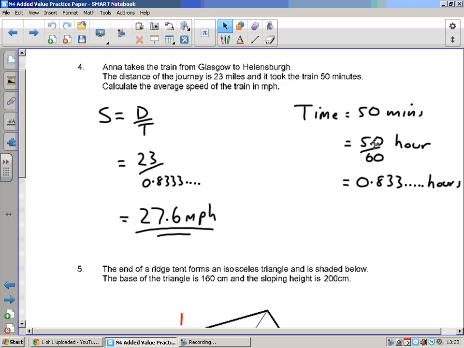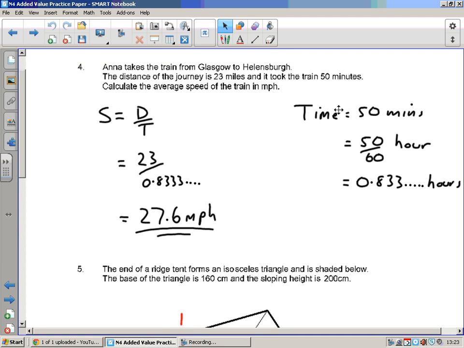So I'm just using the calculator, 50 divided by 60, 0.83333333. I would keep that answer there in my calculator, and I would do speed is distance divided by time, so 23 divided by the time in hours. So 23 divided by 0.83333333. Well, just type in 23 divided by ANS, which just keeps the answer that was on the screen. Comes out as 27.6 miles per hour.